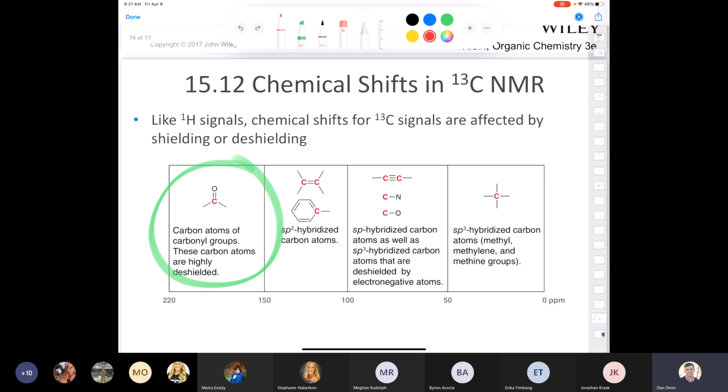If we go all the way down to the bottom of the barrel, sp3 hybridized carbons are not going to be heavily deshielded, and so those will have absorbances between 0 to 50 parts per million. sp hybridized carbons and carbons that are attached to electronegative elements like oxygen or nitrogen are generally going to come out in the 50 to 100 range. And sp2 hybridized carbons, aromatic or vinylic, are going to end up in the range of 100 to 150 parts per million.